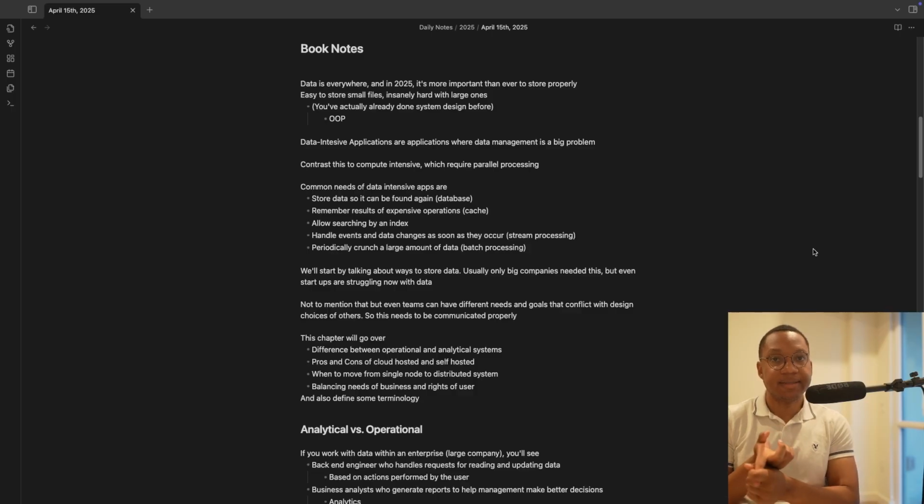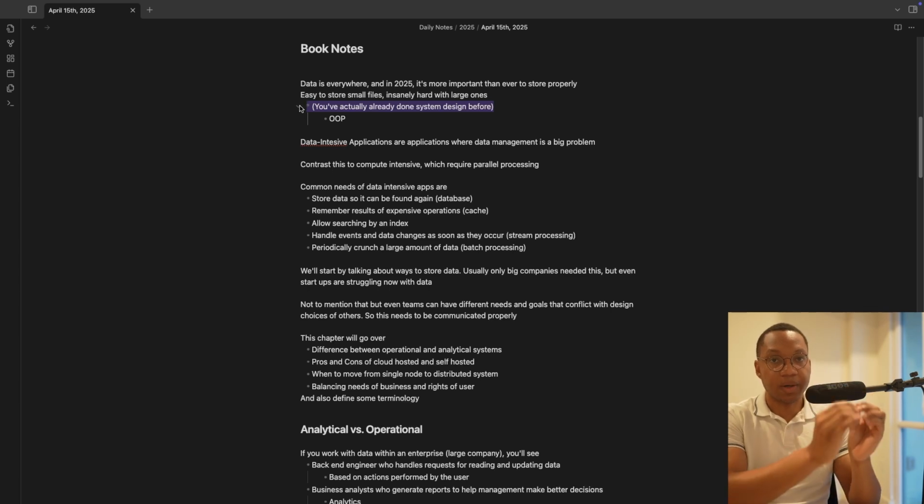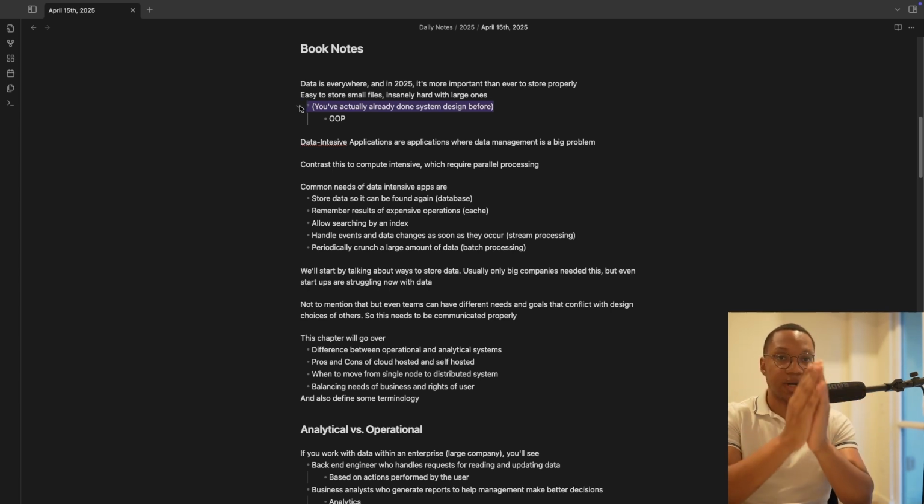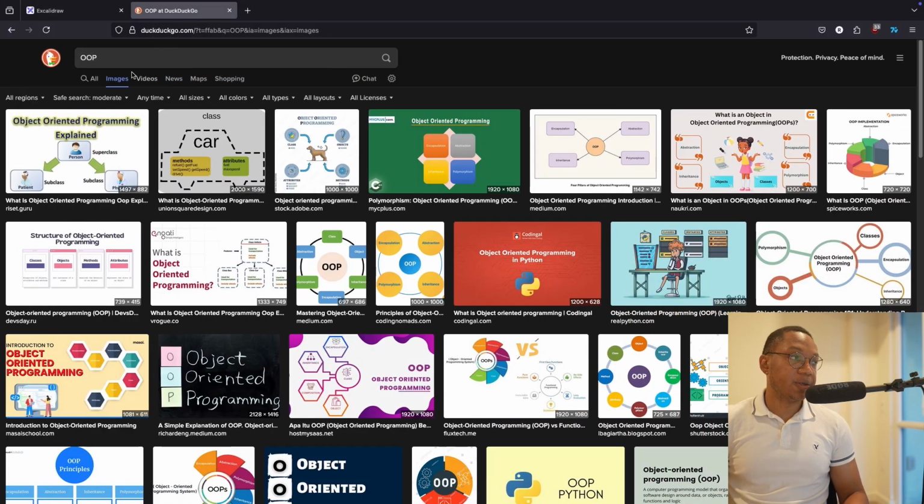Number one, system design is something that you've already done before, typically through object-oriented programming. This is not something that's super crazy. It's not really scary. It's very straightforward. And Kleppmann does a really good job in the book talking about why we're doing it this way, why we're creating all these big scalable systems and all this stuff. But at the very start, I just want you to understand that you've already done system design before, and that when you first do system design is when you're doing object-oriented programming.